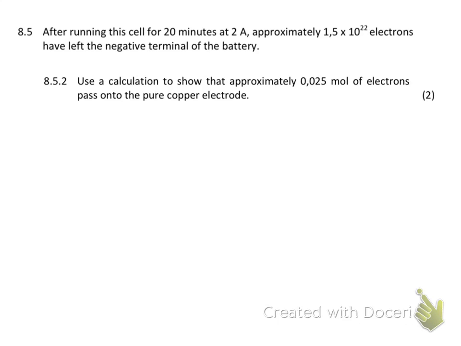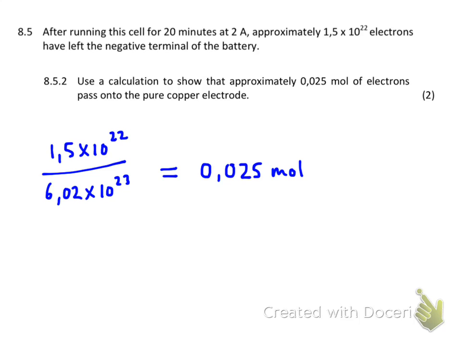Alright, 8.5.2, use a calculation to show that approximately 0.025 moles of electrons pass on to the copper electrode. What we're doing here is recognizing that 1.5 times 10 to the 22 electrons, if we divide that by Avogadro's number, it will simply tell us how many moles of electrons. So it's 1.5 times 10 to the 22 divided by 6.02 times 10 to the 23. It's the number of particles in a mole, and that gives us our 0.025 moles.